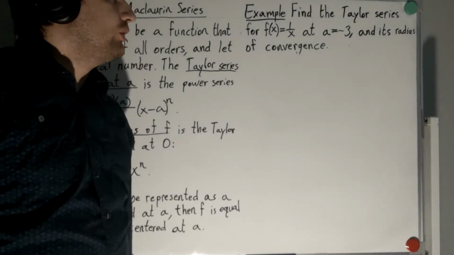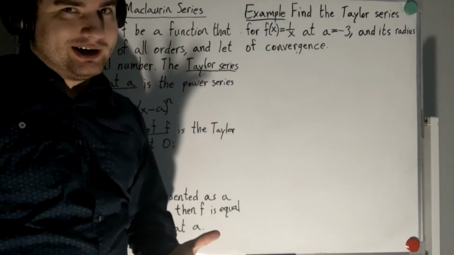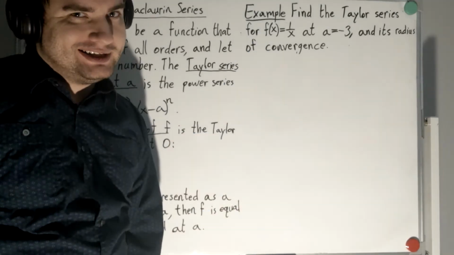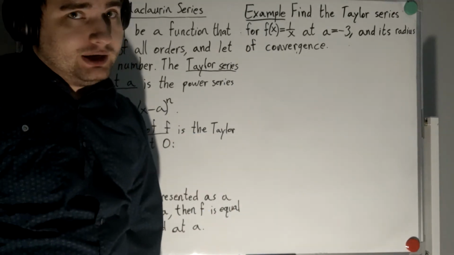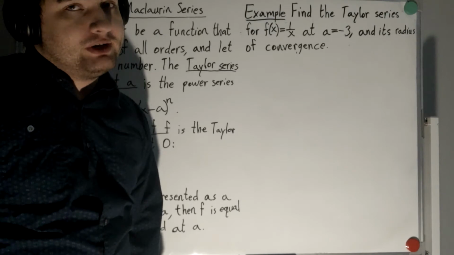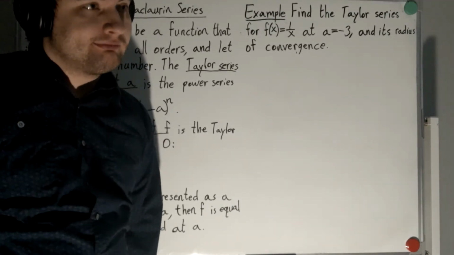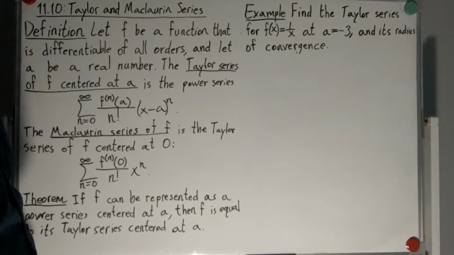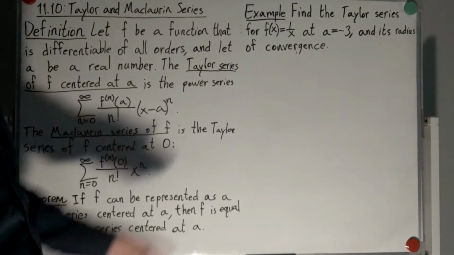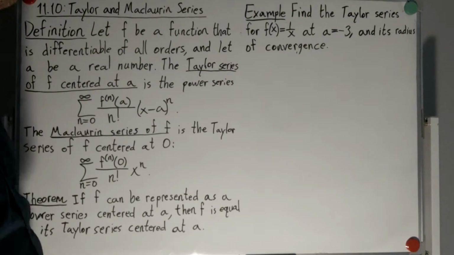Just want to point out that the Maclaurin series of this particular function does not make a lot of sense because this function isn't even defined at 0, right? So you're not going to be able to get a power series centered at 0 that represents that function, but negative 3 perhaps.